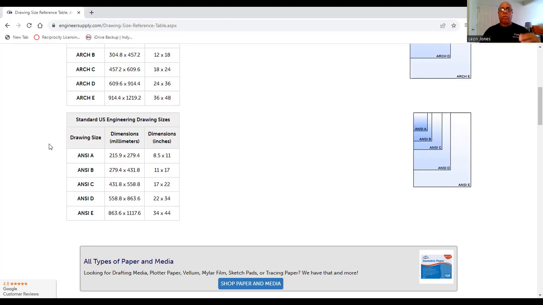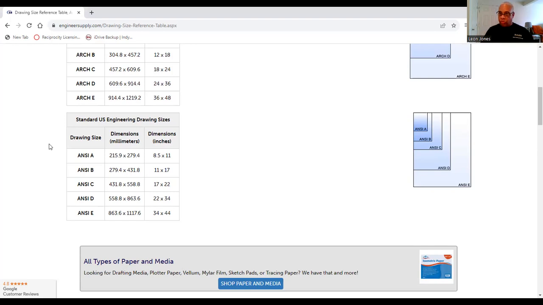Then if you want what we call a half set of plans, there's an 11 by 17. Now there's also some of these other standards that you don't see. There's 8.5 by 14, 11 by 14. But in the engineering world, we don't use that size paper. We use 8.5 by 11, 11 by 17, and then the next size up is 17 by 22. Then we get into 22 by 34. And then the largest size is 34 by 44.